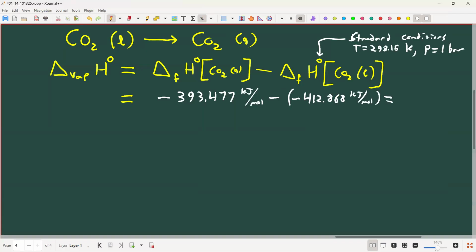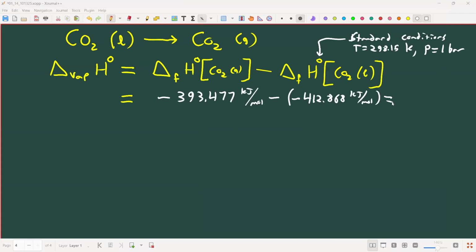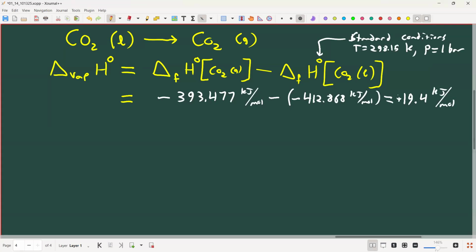All right, so this should give us a nice positive number, as it should. Boiling is always an endothermic process because you have to break the internal interactions between all the CO2 molecules in the liquid. Let me just go ahead and calculate it for you. So it's about 19.4 kilojoules per mole. Okay, so at room temperature, if we have liquid CO2, we have to put in approximately, all things being equal, about 20 kilojoules per mole to get it to boil at room temperature.